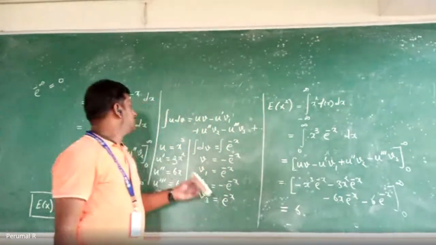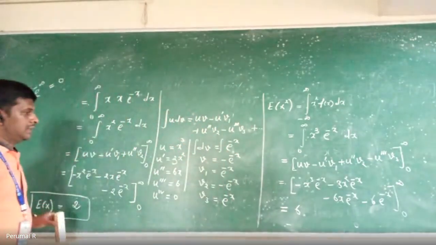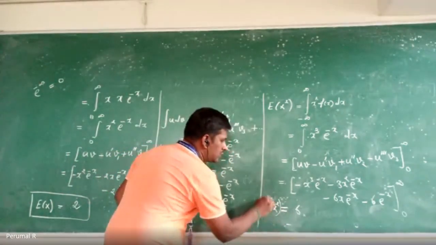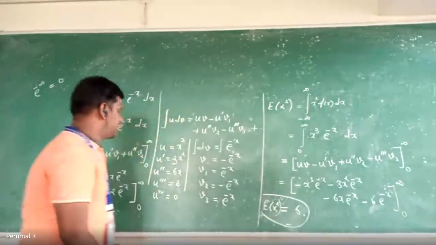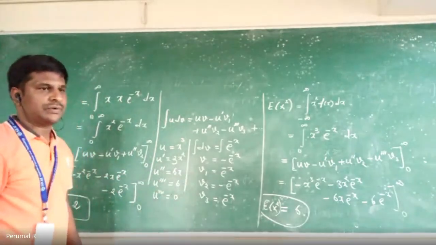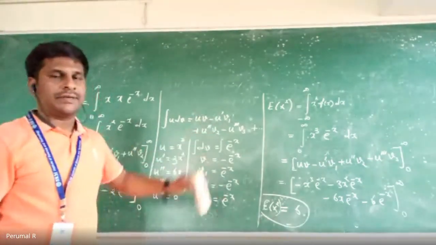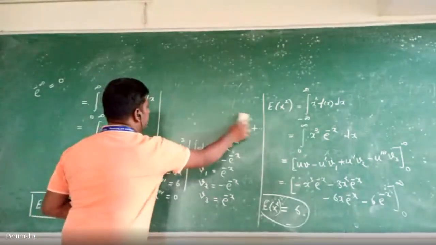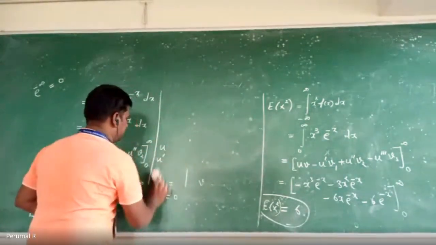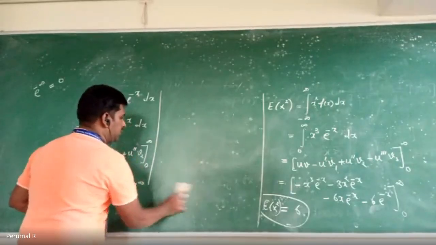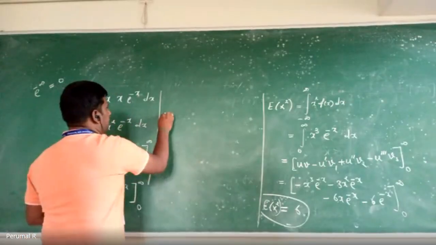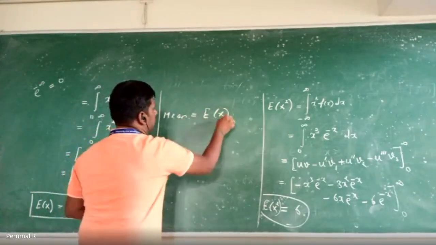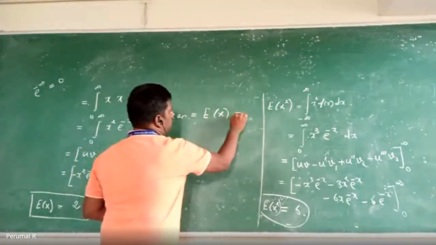Okay, so this is expectation of x, this is expectation of x square. Okay, clear? Now you can write the formula for mean and variance. What is the formula for mean? The mean of the random variable is nothing but expectation of x. So expectation of x is here, what is that?